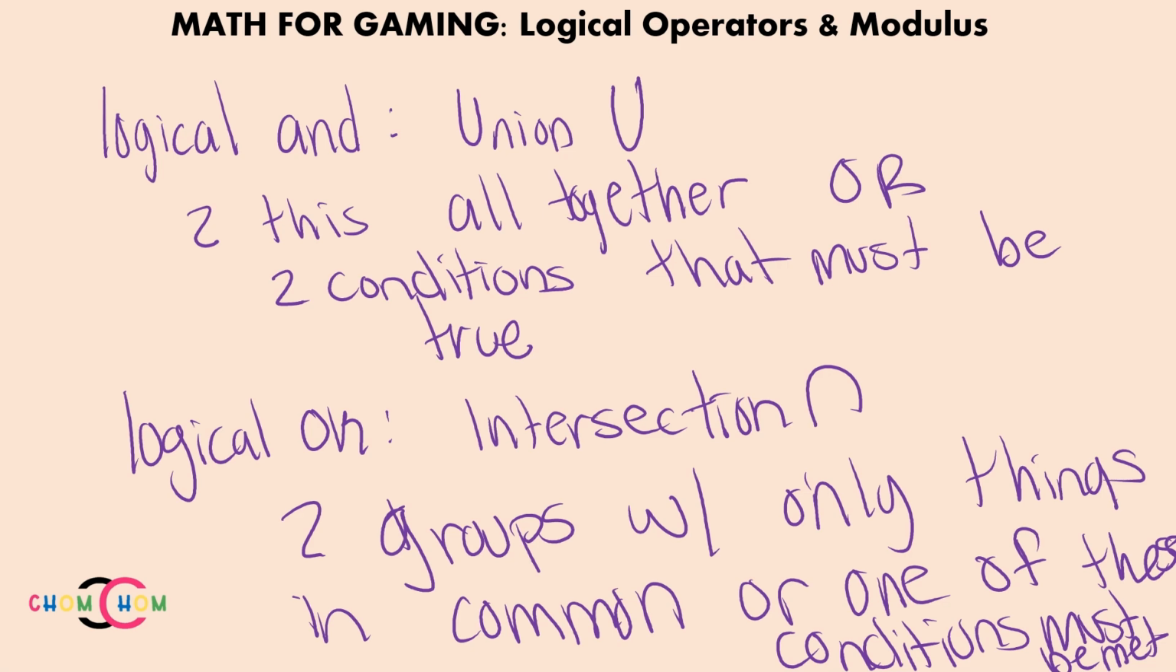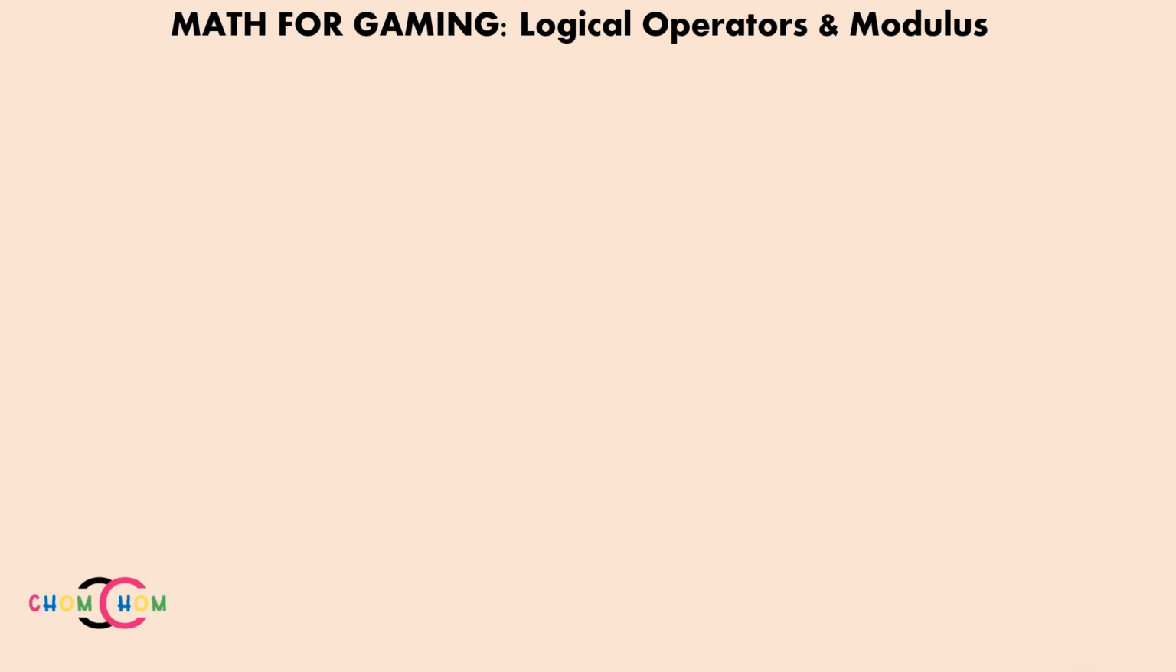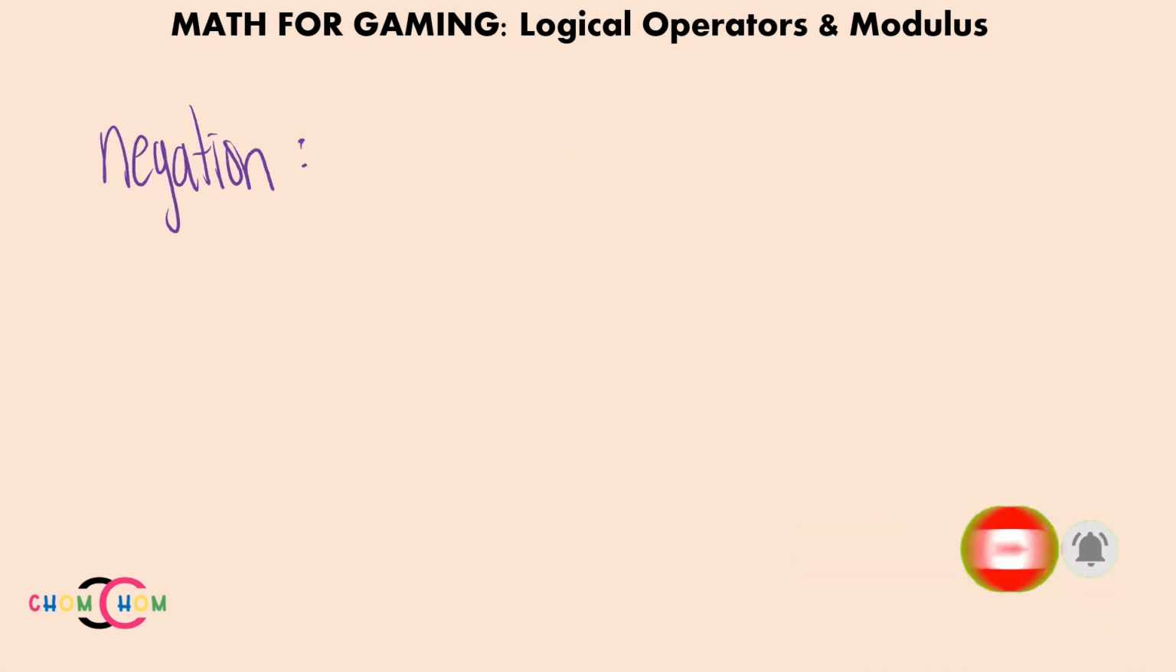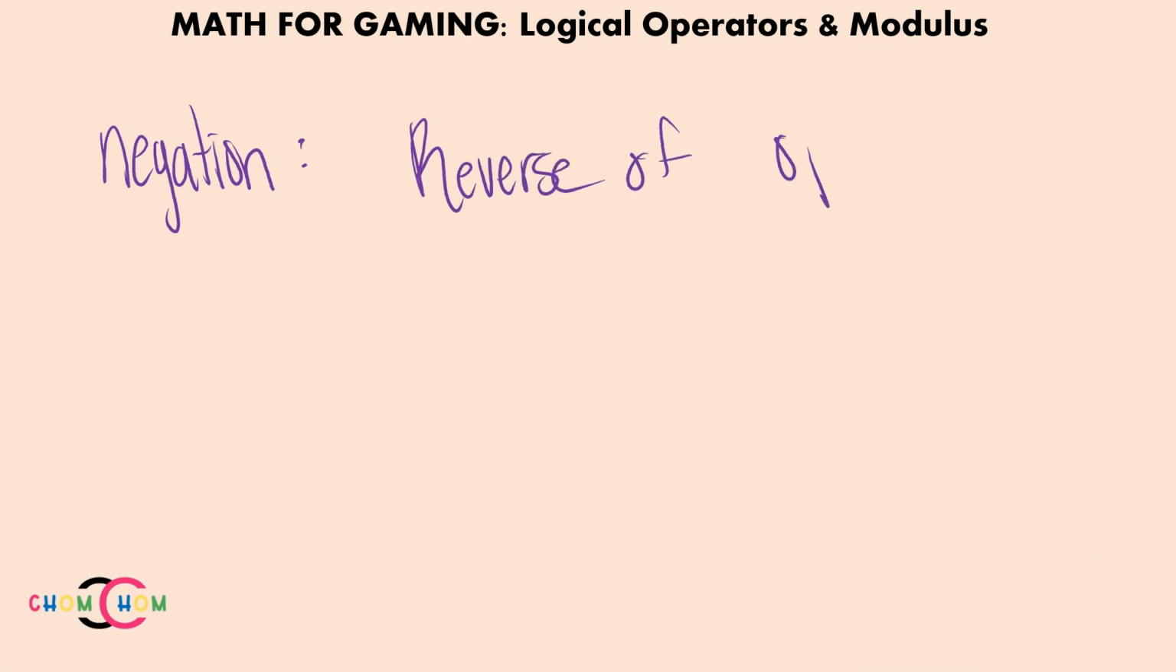And then lastly, of course, we have negation, which again is just the reverse. The reverse of what we were going to do. So negation, reverse of operations.